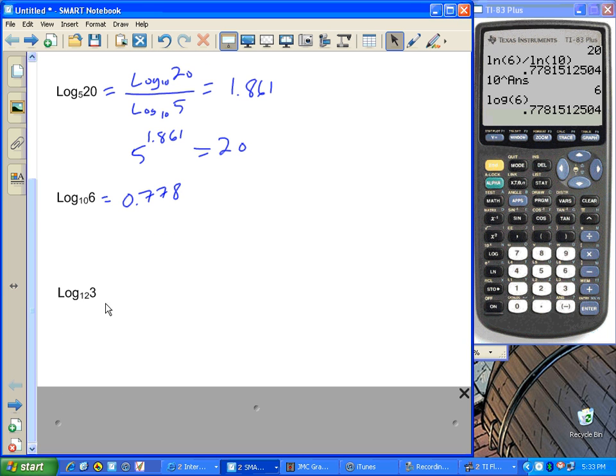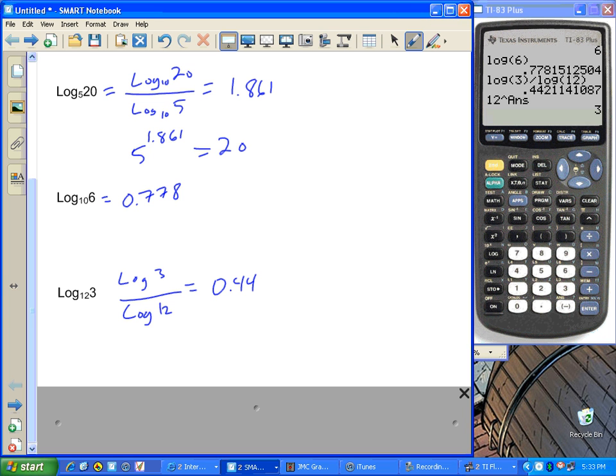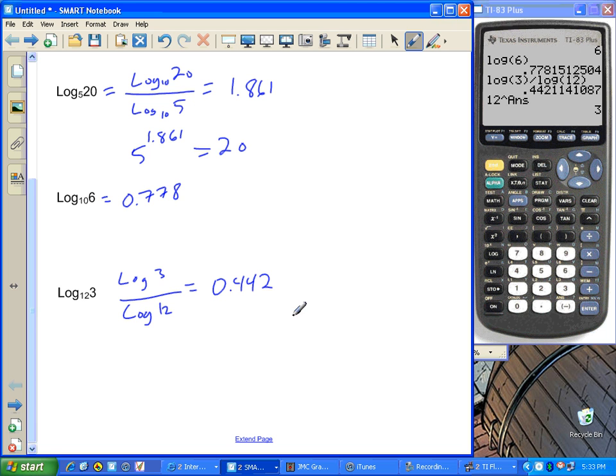One more example, log base 12 of 3. I'm going to type it in as log of 3 divided by log of 12. I get that. Check my answer, make sure that 12 to that power is 3, and it is. And that's how you use your base change formula.